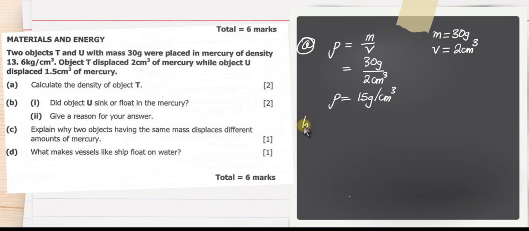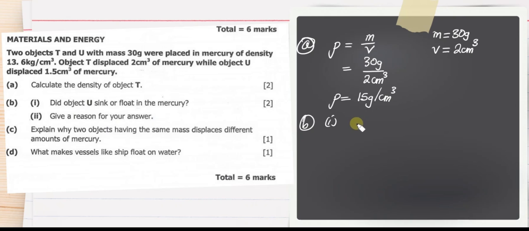Then we move to B part 1 here, where they are asking us whether you sank or floated in the mercury. When you look at U, they're saying object U displaced 1.5 cubic centimeters of mercury. For us to be able to know whether it floated or not, we need also to find its density. So let's find the density of U here first of all.